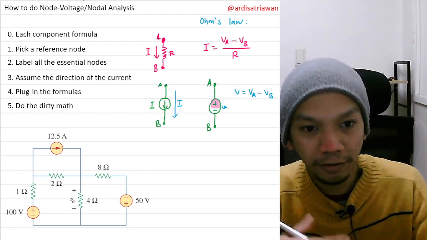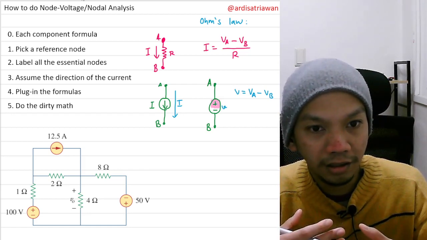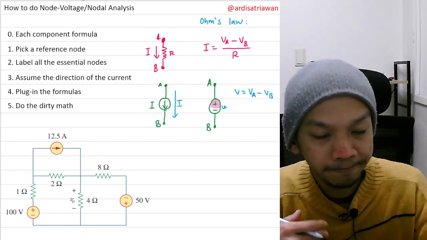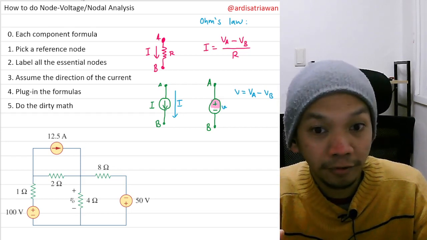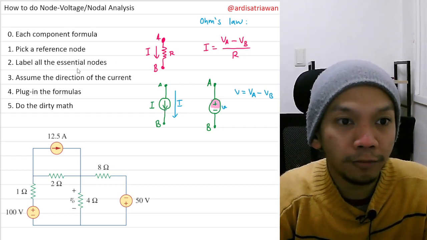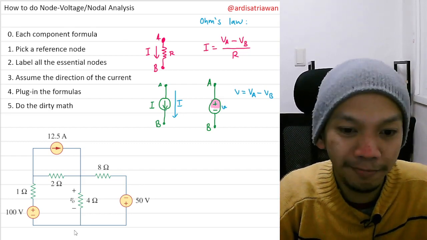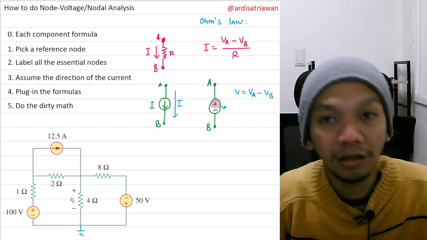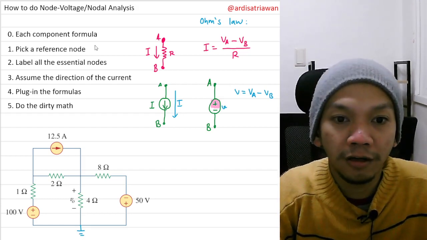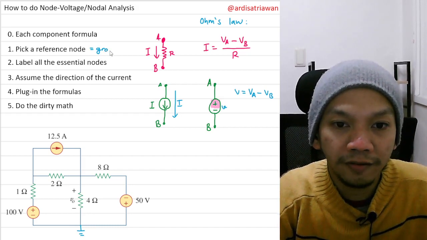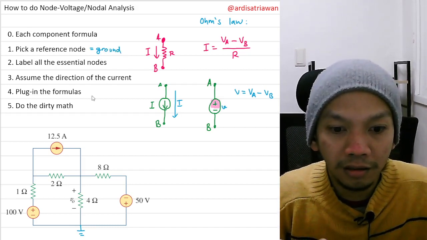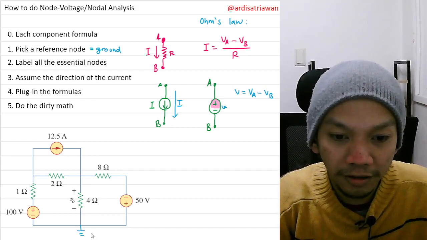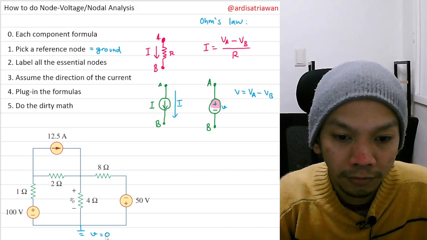Okay, let's dive into an example, and let's do each step one by one. Okay, so the first step is pick a reference node. Usually it is the bottommost node, so I just pick that bottommost node here as our reference node. A reference node is usually called ground, so let's write that. And in this case, the voltage in a ground will always be 0.